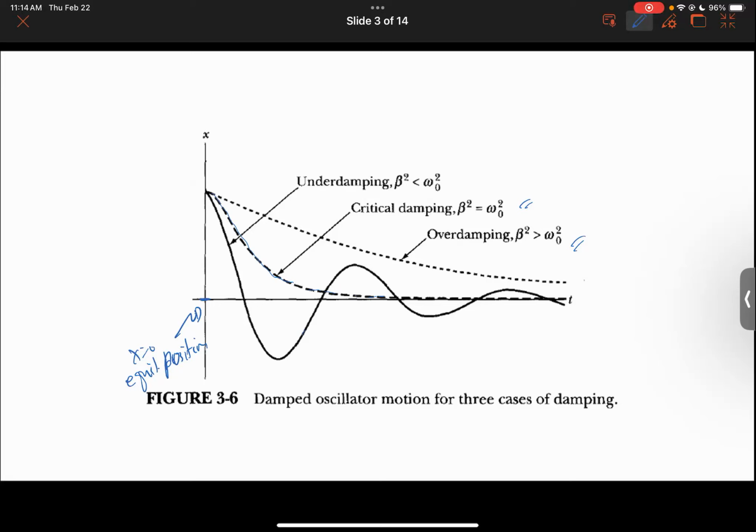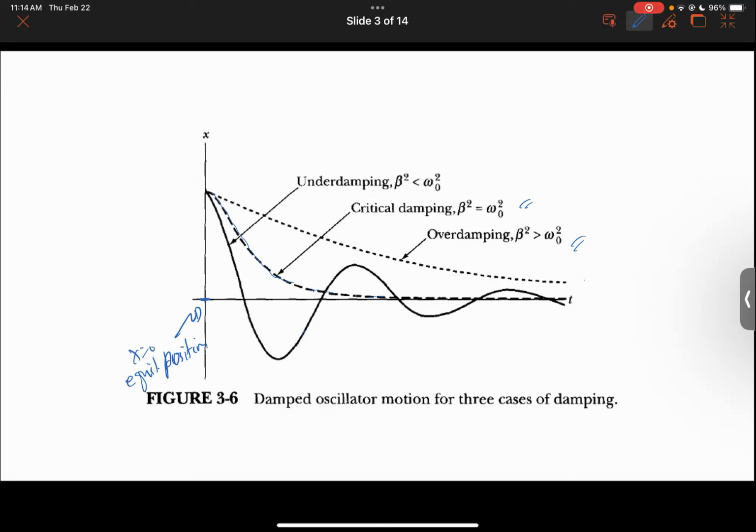Okay, for overdamp, ano bang magandang example? Well, in this case, if the spring dun sa mga vehicles ay sobrang taas ng spring constant, then you will expect na mabagal. Okay, so mabagal yung case ng pagbalik niya sa equilibrium position.